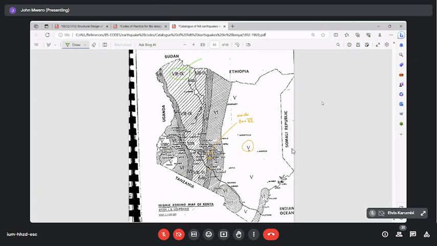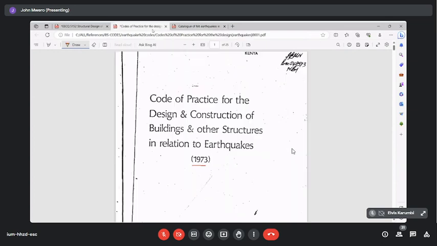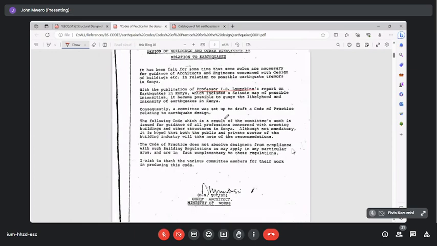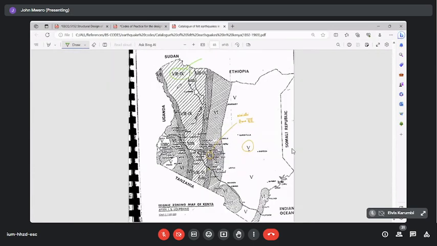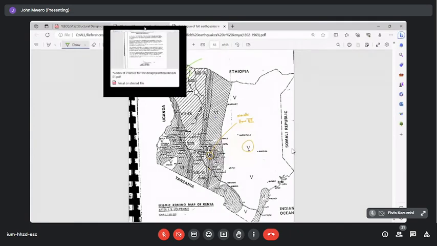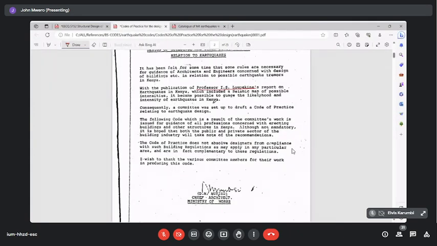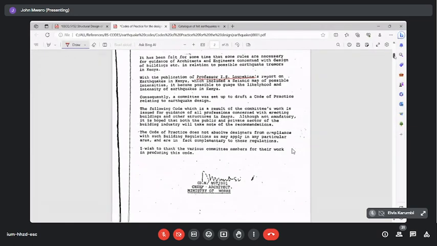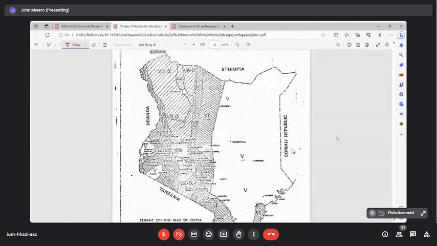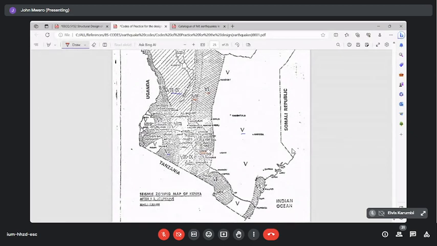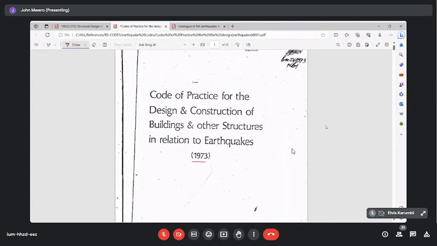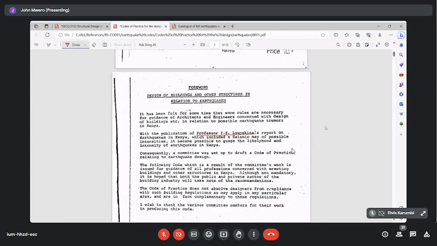So with that introduction to where the Kenyan standard for earthquakes came from, now I want to go back to this standard and see what it says. You'll see a lot of information in this standard that was lifted directly from this document, including this map. This Kenyan map for earthquakes is placed at the end of the Kenyan standard. That exact map, they just lifted it and put it into the standard. So now let's look at this standard a bit before we wind up.